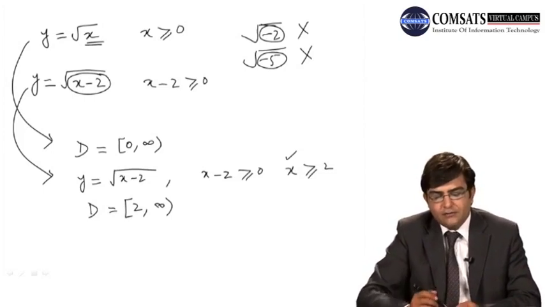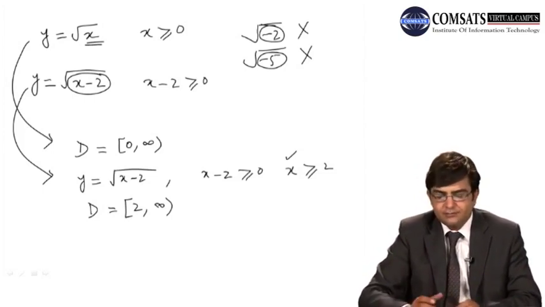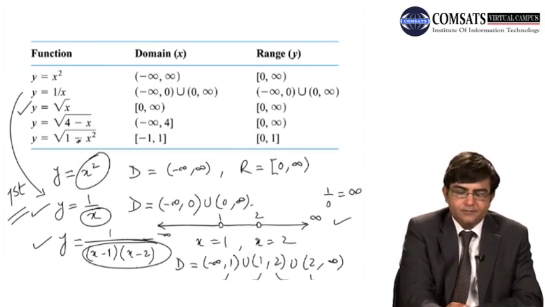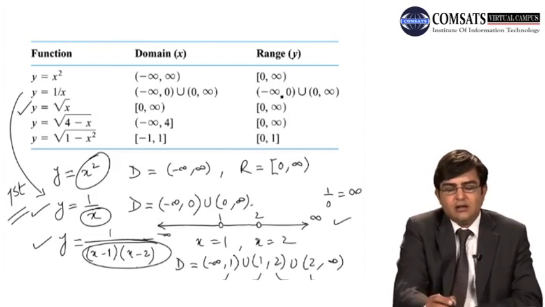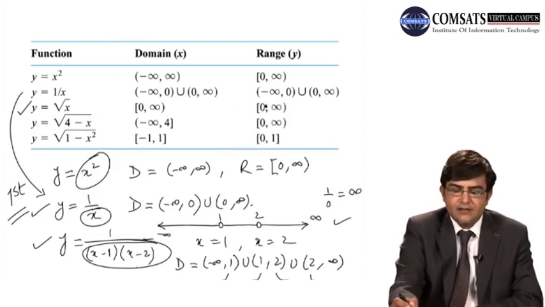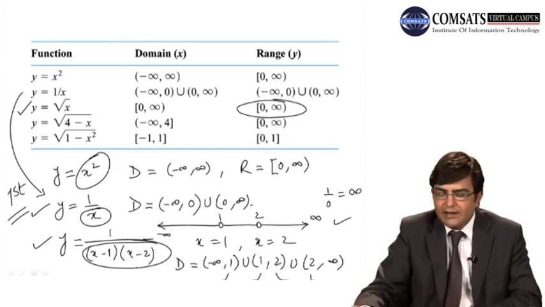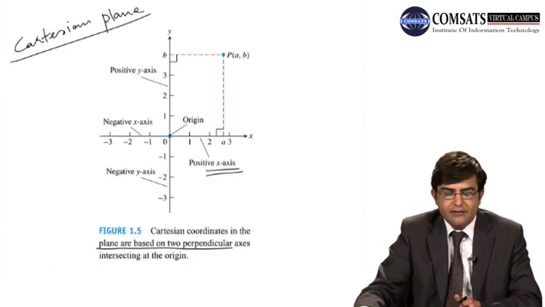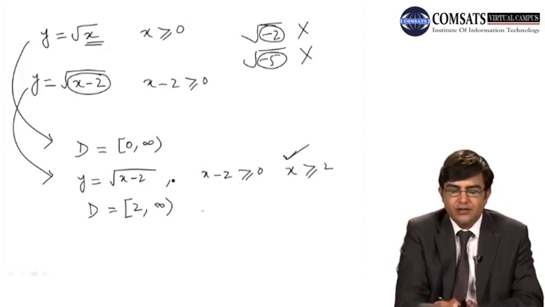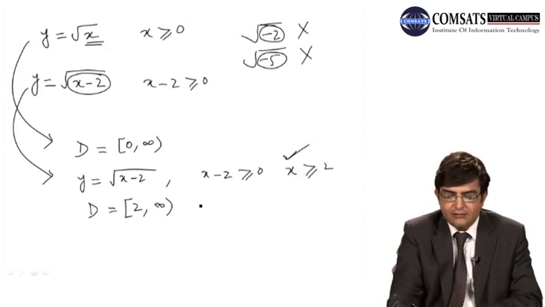So the domain and range of the functions which involve square root we can find like this. The range of this function is: if we put 0 here we get 0, and if we put larger numbers we get larger numbers. So the range of this function is basically this. And the range of the function which we have defined here: if we put 2 here we get 0, and if we put the numbers which are greater than or equal to 2 we get larger numbers. Therefore the range of this function is from 0 to infinity.